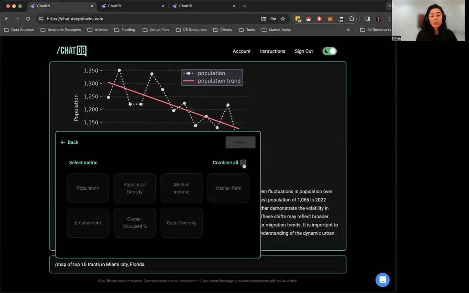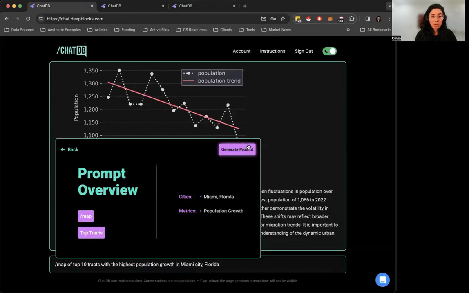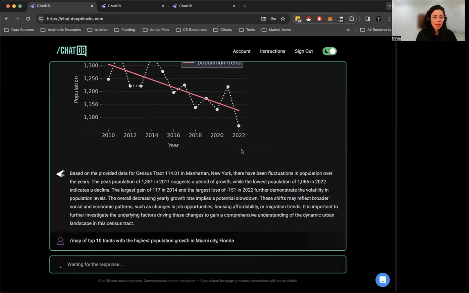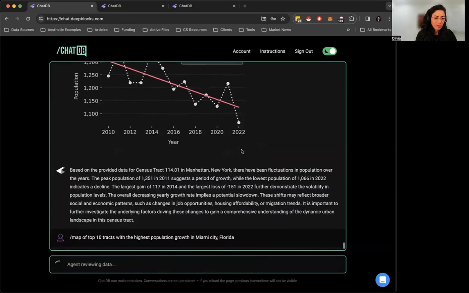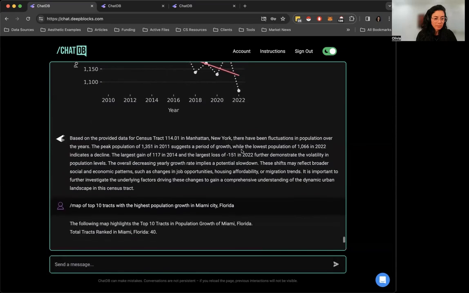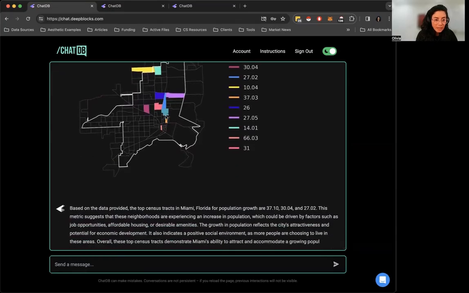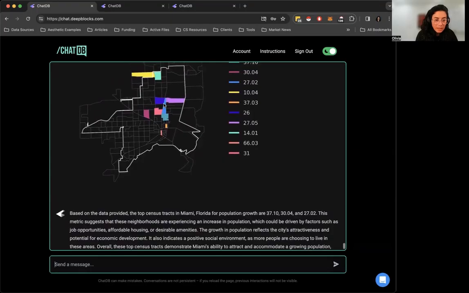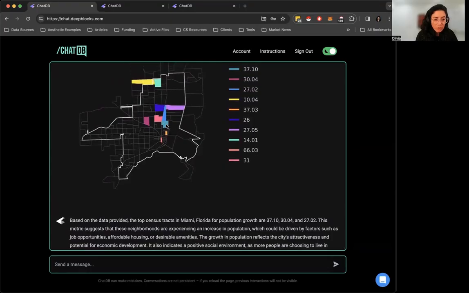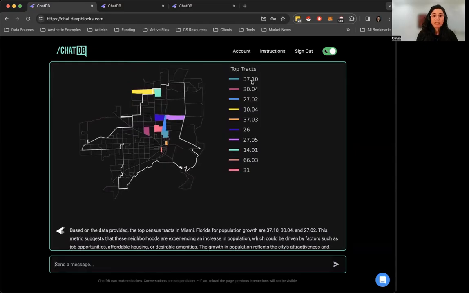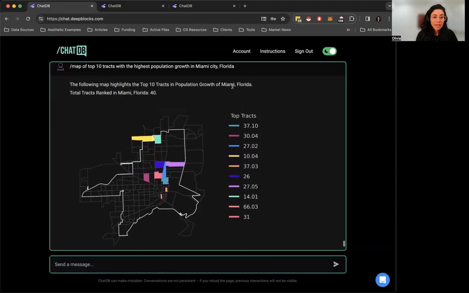And I could do a cumulative one, kind of like the rank table, but I just want to know where the population is increasing the most. So I'm going to create a map for increased population. And here it is. The highest increase in population is in this tract, which is between Edgewater and downtown. I know Miami well. And 37.10 is the tract with the highest population growth.